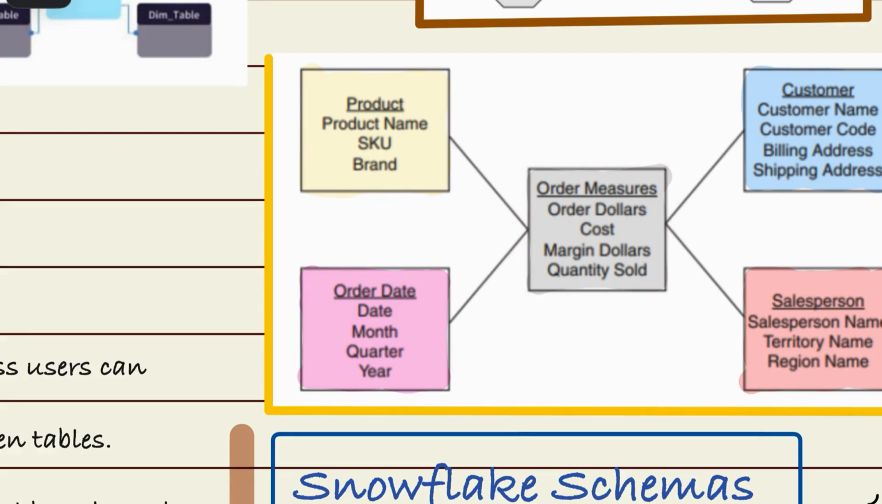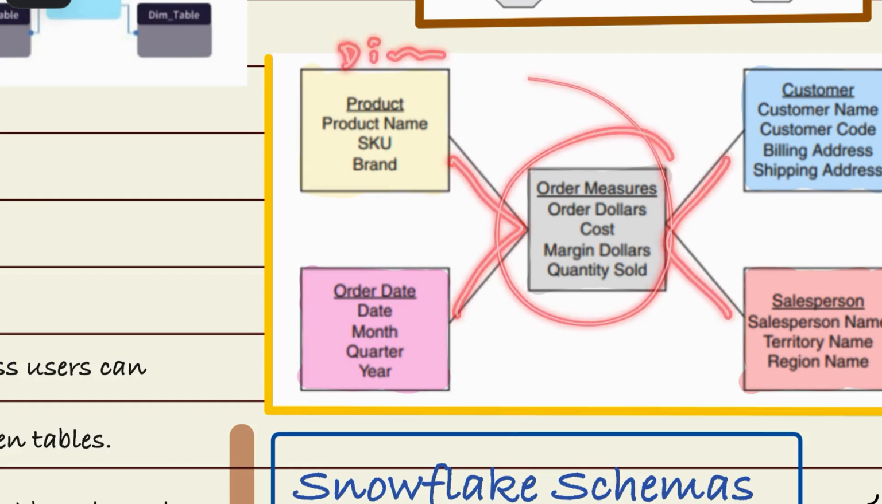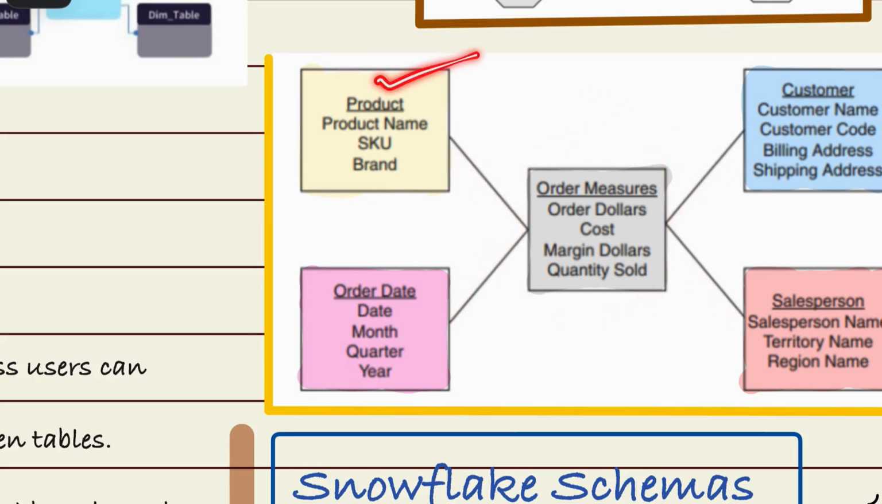It is the fact table, right? So in the middle is a fact table, and it is named order. It contains order, cost, margin, and quantity sold, and there are dimension tables around it, and they're all connected with the order table, right? So there's dimension product, which contains product name, SKU, and brand.